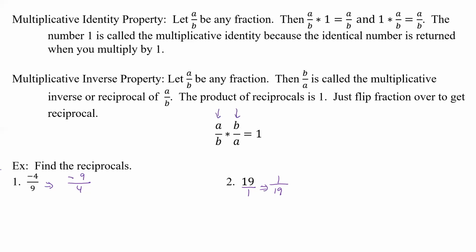Now, if we multiplied this, what do we get? Well, on this one, a negative times negative is positive. The 4's cancel, the 9's cancel, we get 1. So, that one checks. And here, the 19's cancel, we get 1, and 1 over 1 is 1, so that one checks too.